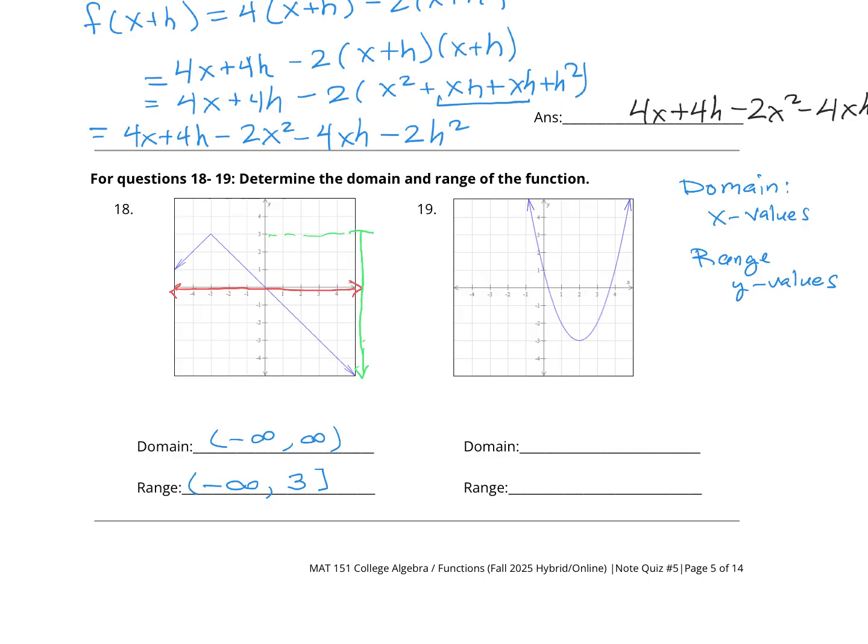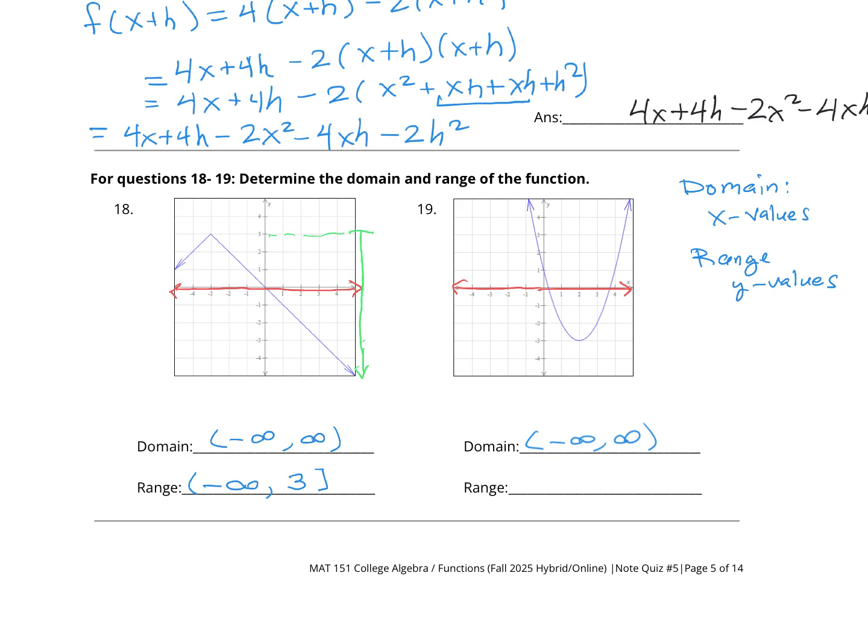For the next problem, the domain goes from left to right. The arrow on the parabola suggests that it goes forever that way. The arrow on this part says it goes forever in that direction. You'll notice there's no places where there's holes in this graph. There's nothing missing in it. There's no jumps or breaks in it. So the domain is once again all real numbers.